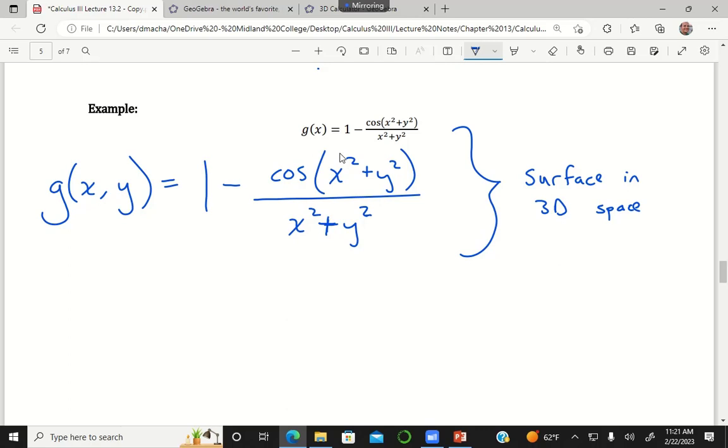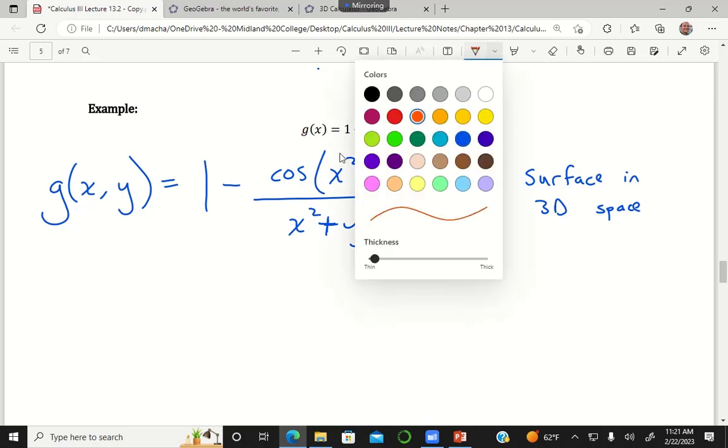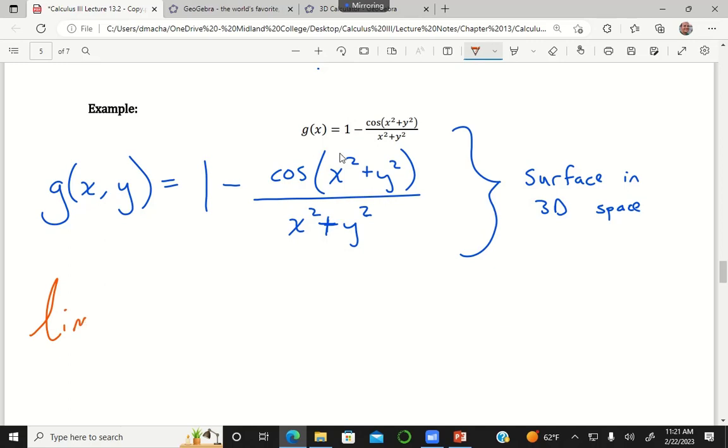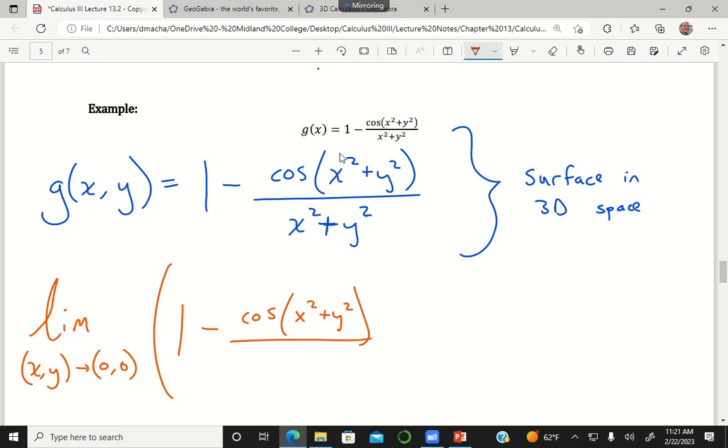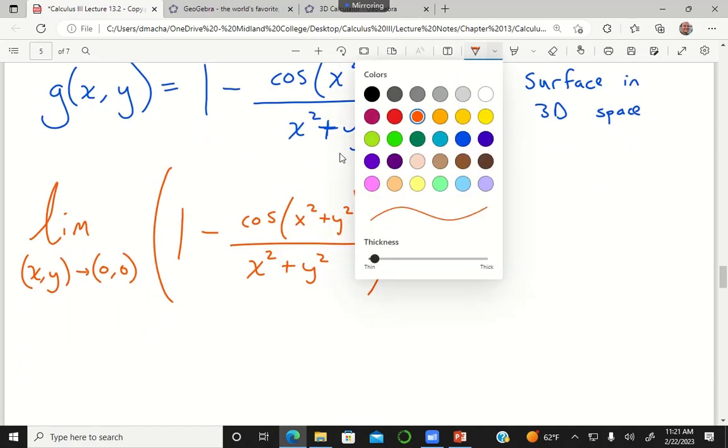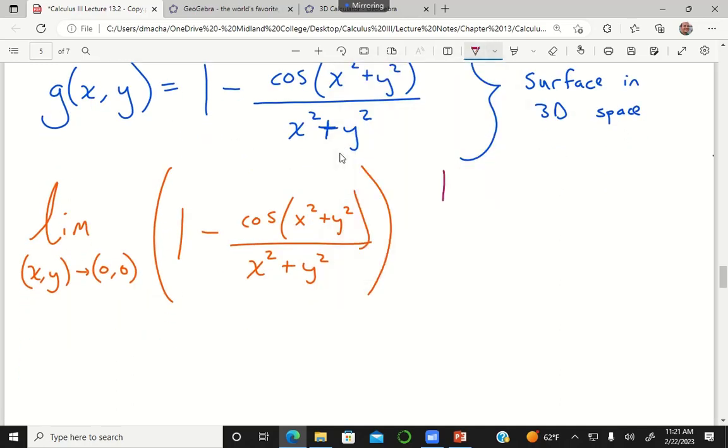And if I wanted to consider the limit as x and y approach the origin, the limit as I get closer and closer to the origin in my xy plane, if I want to know what the limit of this surface is, it's going to help if I think about it along a few traces first. So the first thing I might do is try the trace on the plane where x is equal to 0.